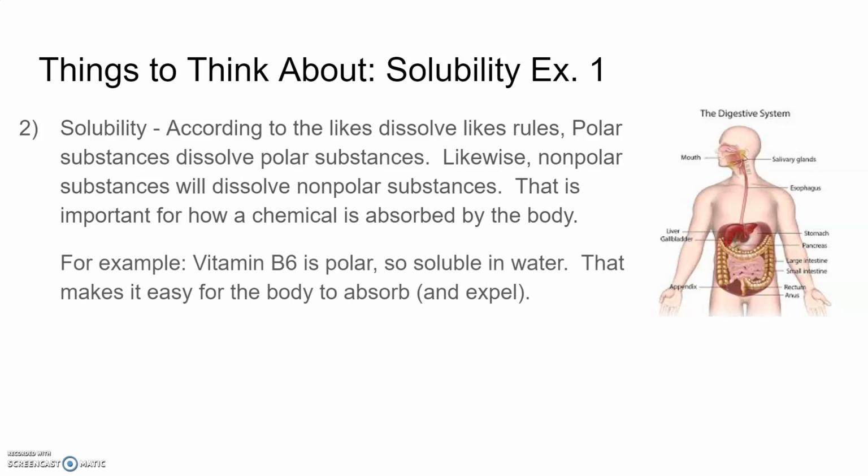So, for example, vitamin B6 is polar, so it's soluble in water. And that makes it easier for the body to absorb it, right? Most of our body and our cells are made of water, so it makes it easy for the body to absorb it. On the flip side, it also makes it easier for the body to expel it. So a lot of times when you take these water-soluble vitamins, you will excrete some of it out through sweat or through urine.